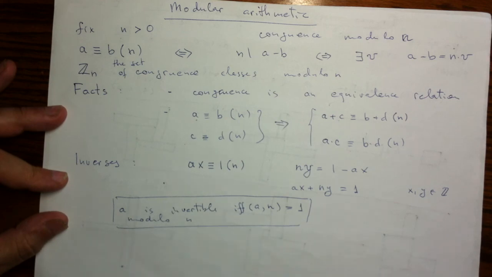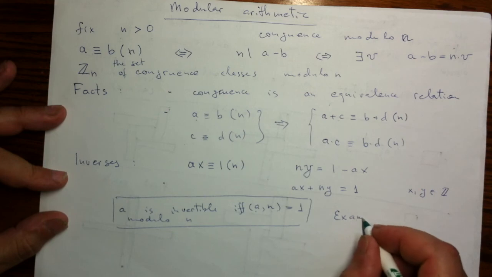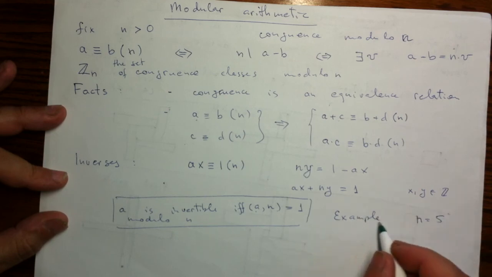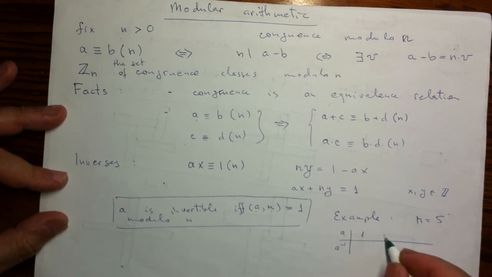So that's the necessary and sufficient condition for a given number to have an inverse. In particular, when n is a prime, any number which is not divisible by that prime will be coprime to it, and so all numbers modulo a prime which are not the 0 class will be invertible. So let me look at one such prime and look at the table of inverses for all non-zero residues mod 5: 1, 2, 3 and 4.